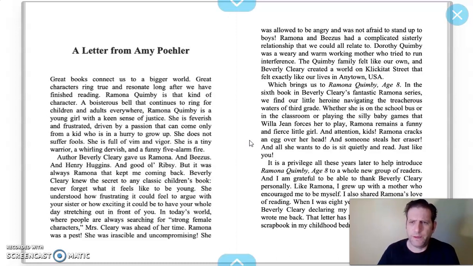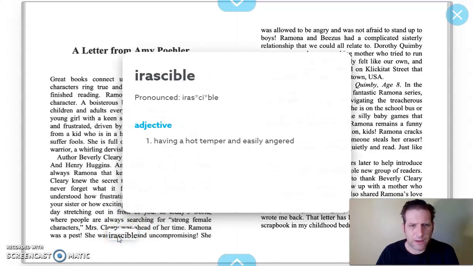Ooh, that's an interesting word there. And sometimes what's cool about this, if I'm not sure what a word means, I can click on it and look. Irascible means having a hot temper and easily angered.